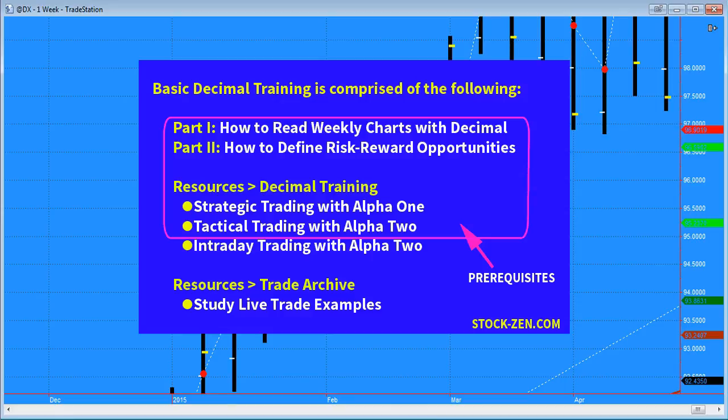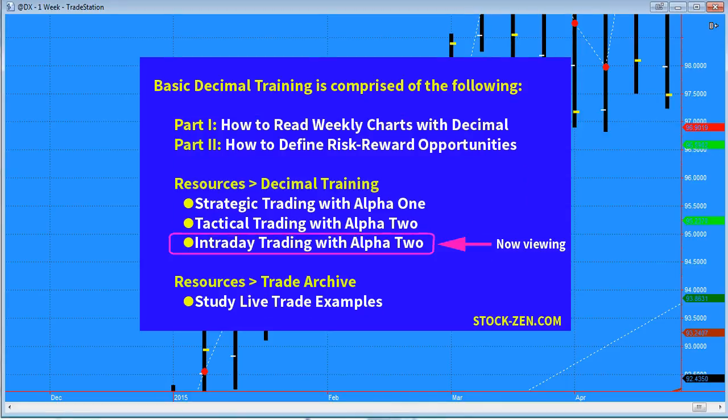In the last 2 videos, Strategic Trading with Alpha 1 and Tactical Trading with Alpha 1, we introduced a model schematic or construct as examples of ways to think about combining submodels or multiple models as a basis for developing a strategic or tactical protocol or procedure. So let's jump right in and describe a model construct for intraday trading with Alpha 2.